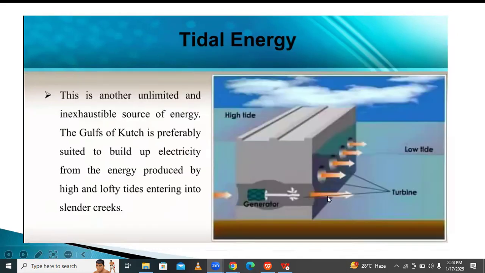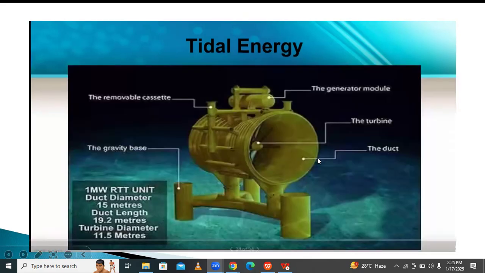Next, tidal energy also comes under renewable energy sources. This is another unlimited and inexhaustible source of energy. By using tidal energy we can generate electricity. That is tidal energy. This is called the turbine. One tidal energy unit is generated by using one turbine.